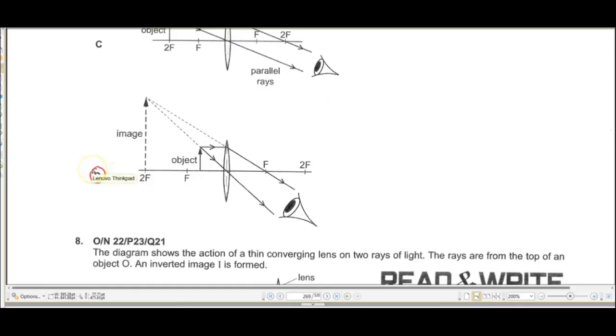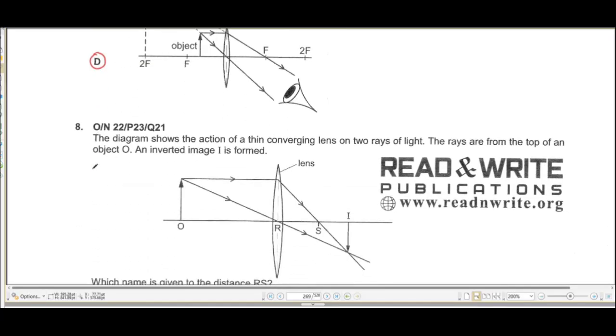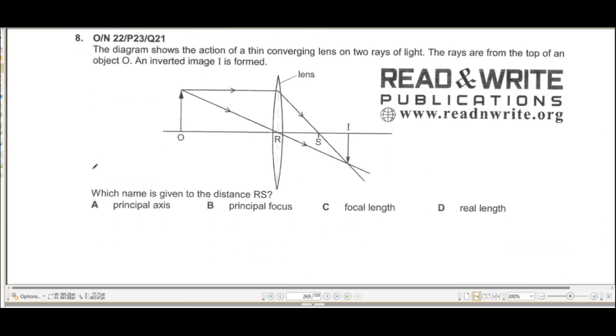Okay, I'll encourage you to remember all the cases of the converging lens and the examples that come with it. That is going to be very convenient for you if you learn that table. So it is going to be very helpful for you guys.